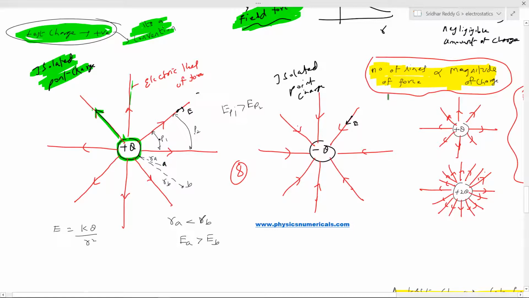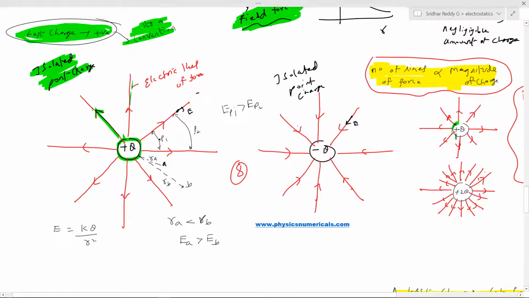Because the lines of force that I'm going to draw are imaginary. Don't think that they really exist. So why are we bringing this in? To express that particular field, we are bringing in these lines of force. So what is the number of lines of force? They are directly proportional to the magnitude of charge.